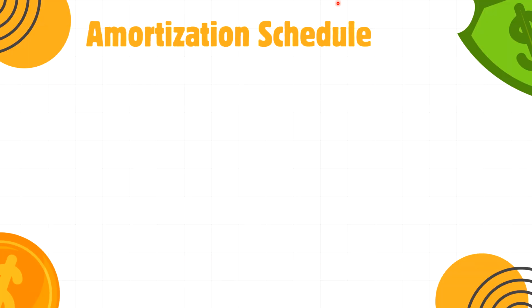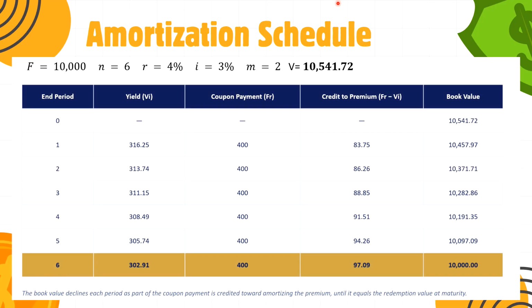Now, let's walk through the schedule period by period. Each period, the bond pays a fixed coupon of 400 pesos. That's R, 4%, multiplied by the face value, which is 10,000. The actual yield earned on the investment, based on the current book value at 3% per period, is smaller because the book value itself is shrinking.